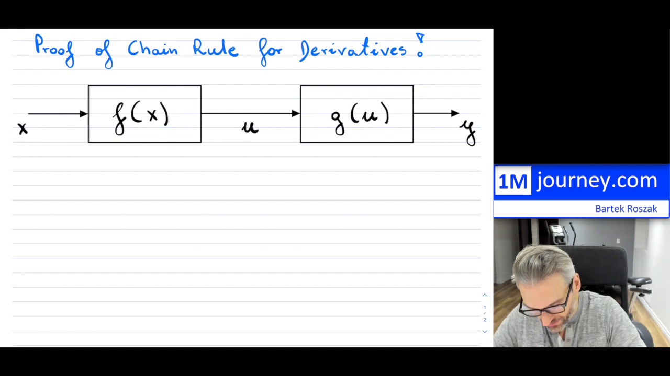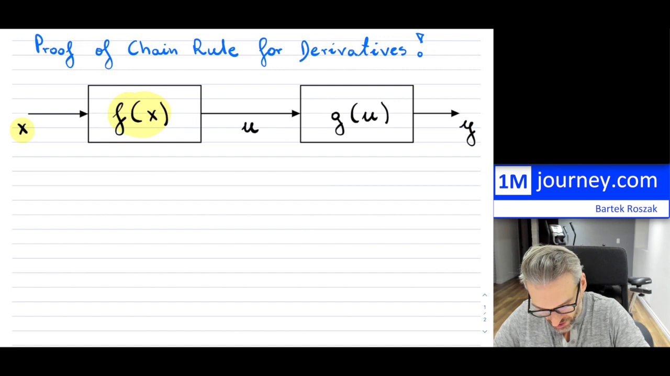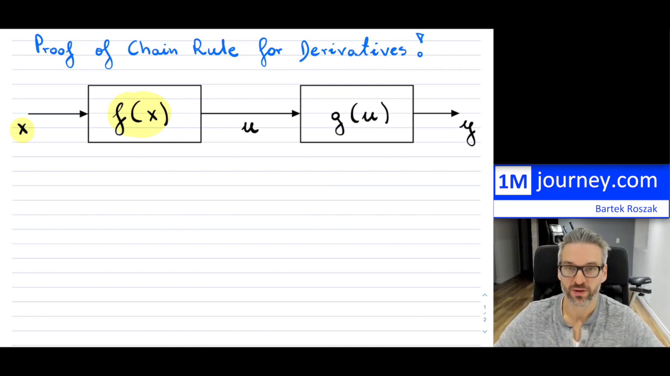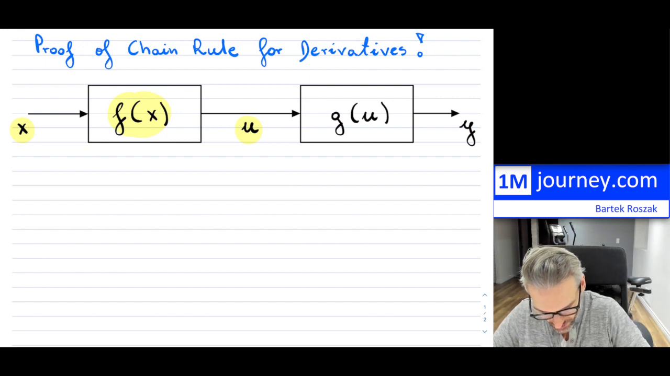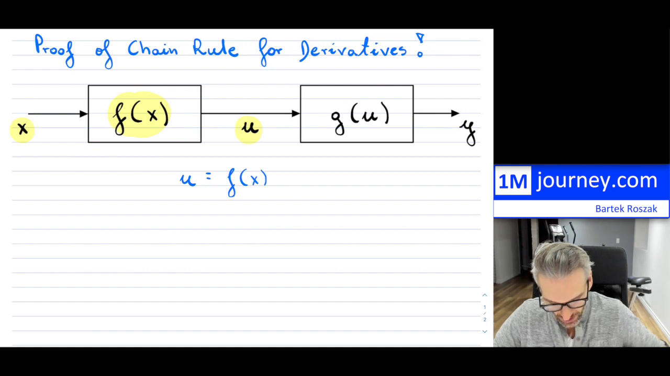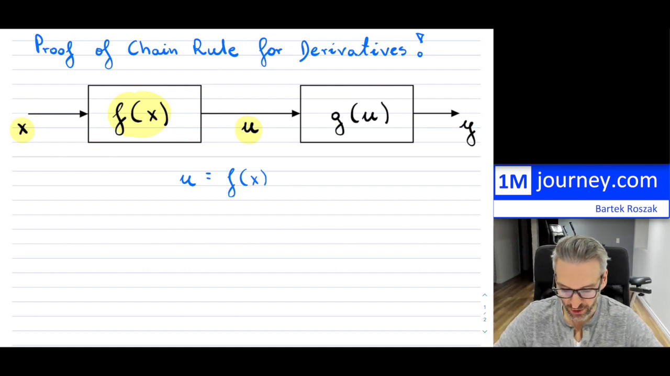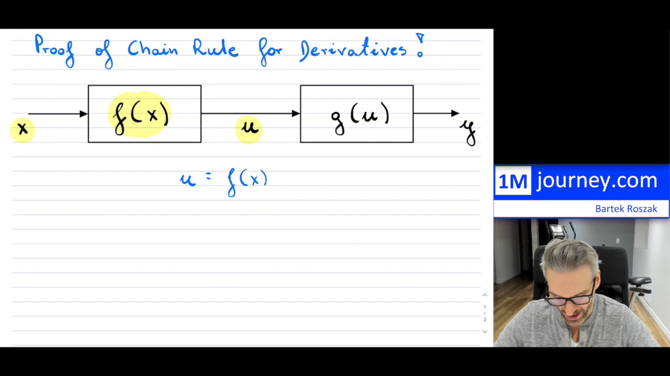So you have an input, and that input is being fed into a function. This function we're going to assume is differentiable, so the derivative of this exists, and that gives us an output. Let's assume that it is u, so I'm going to write here that u is equal to f of x. Now that output of the first function is fed into the second function, g. So now g's input is the actual u.